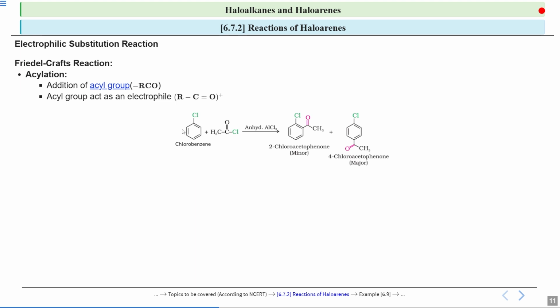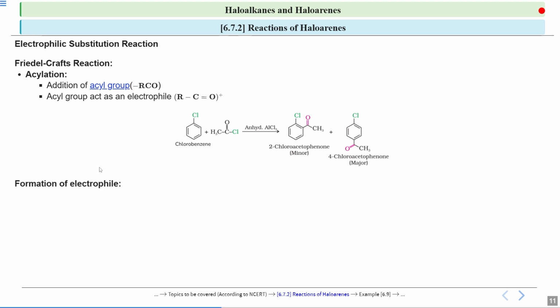So we have chlorobenzene, and when it reacts with CH3COCl in the presence of anhydrous AlCl3, you get the minor product 2-chloroacetophenone and the major product 4-chloroacetophenone. In the mixture of products, the para substituted product is major because it is more symmetric, and the minor one is the ortho substituted product, which has comparatively more steric hindrance. Here in RCO, R is the methyl group, so RC double bond O positive acts as an electrophile and attacks the ortho and para positions of the haloarene.